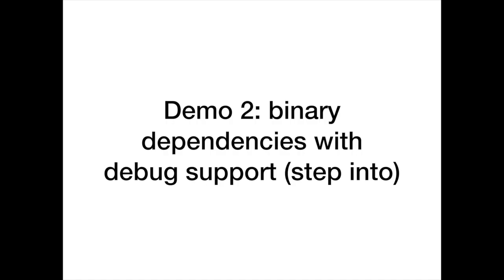For my second demo, I will show that you can use binary dependencies with our Carthage fork while still maintaining debug support, so you can step into the source code. And that works even if you make local changes to the source code of that dependency.